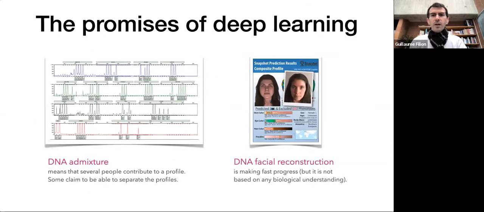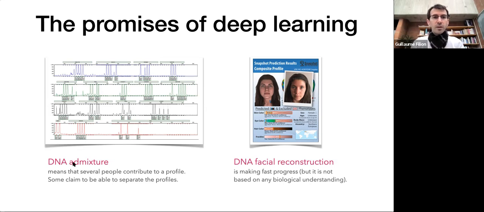Another thing that's important to realize is that deep learning is making a strong point in the field of forensics. There are two problems that deep learning is promising to solve. So far the results are so-so, but people are quite hopeful that it will improve in the future.